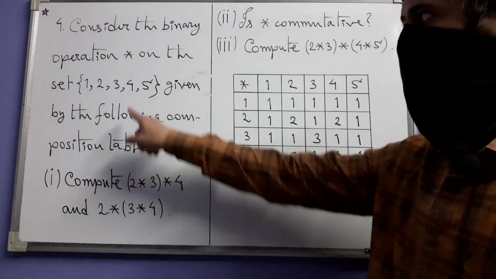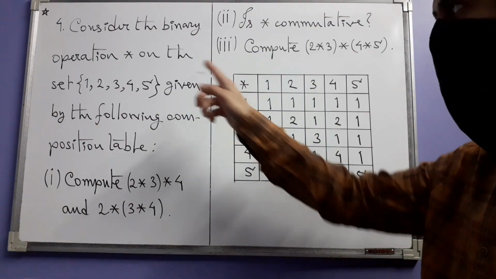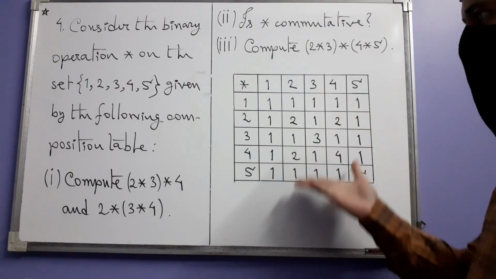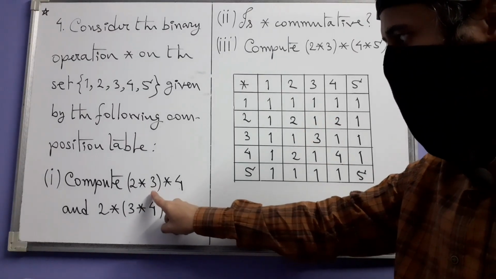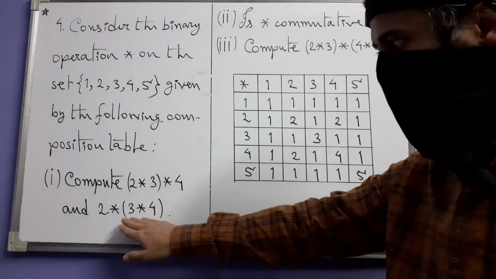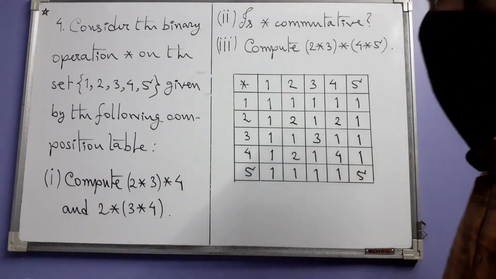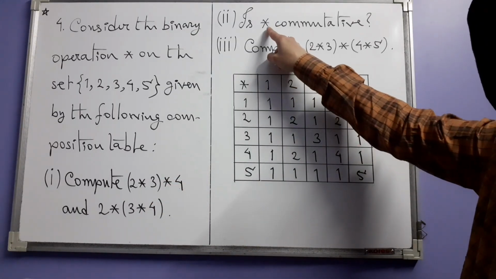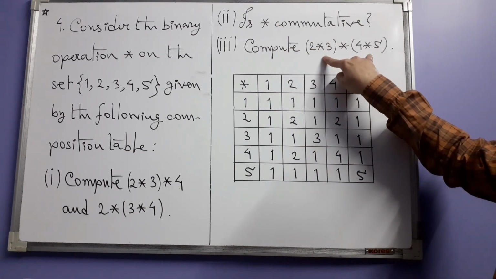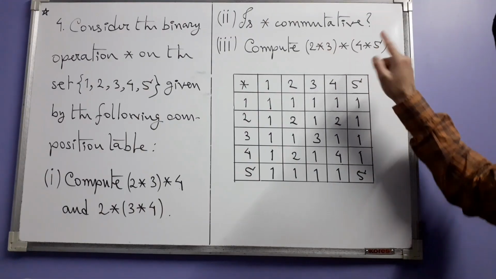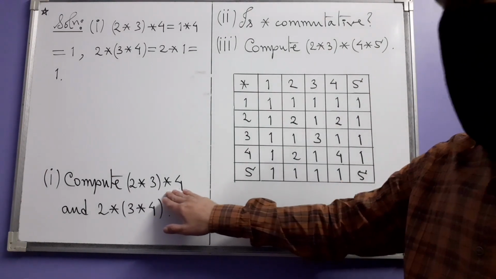Next we have number 4. Here also we have the same set, but this time a different binary operation, star on this set given by this composition table. There are 3 parts. We have to compute this 2 star 3 star 4 given in 2 different ways, bracketed in 2 different ways. And then we have to also answer if star is commutative, and we have to also compute this product of 2, 3, 4 and 5. Solution part 1. So we first calculate this one.